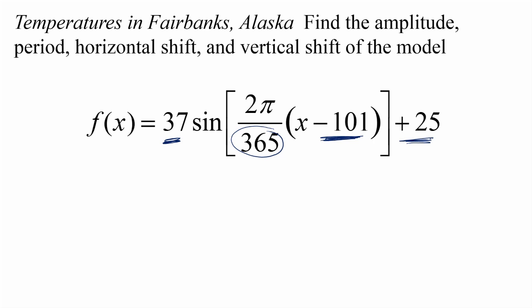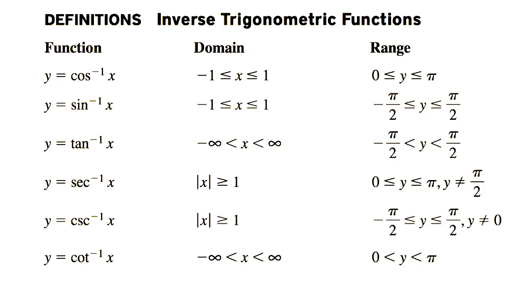Let's move on to the inverse trig functions. Here are their definitions. The inverse cosine function has a domain of -1 to +1 inclusive and a range from 0 to pi inclusive. The inverse sine function has a domain of -1 to +1 inclusive and a range of -pi/2 to +pi/2 inclusive. The inverse tangent function has a domain from -infinity to +infinity and a range from -pi/2 to +pi/2.